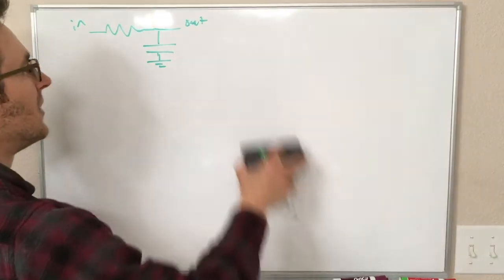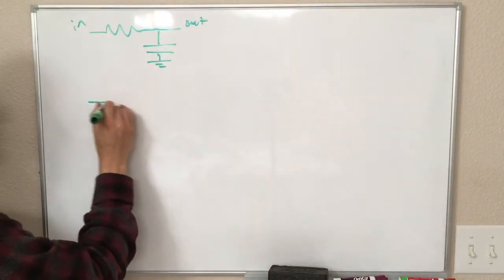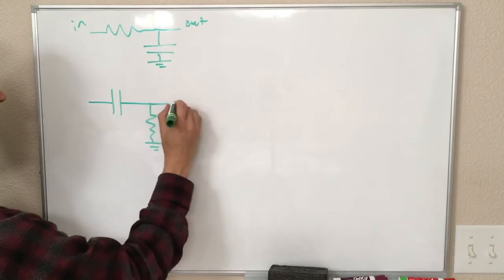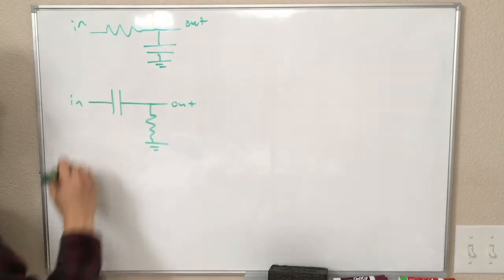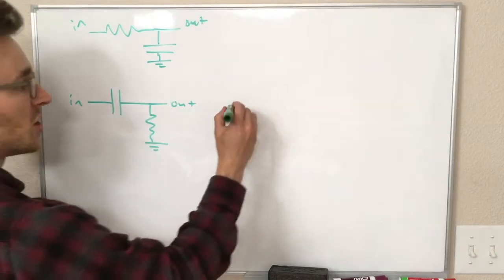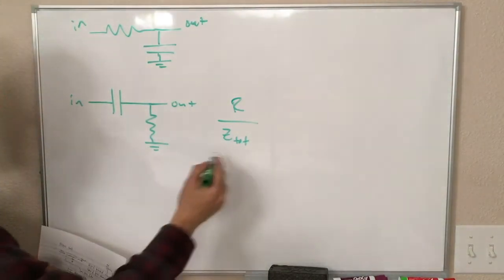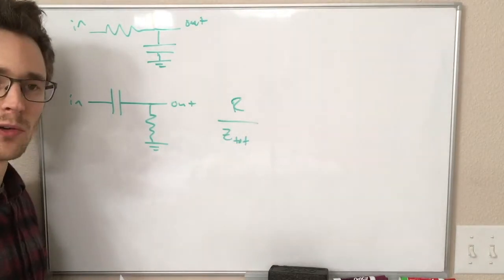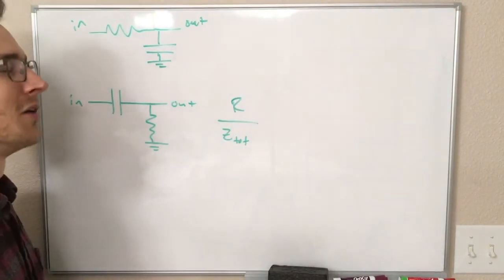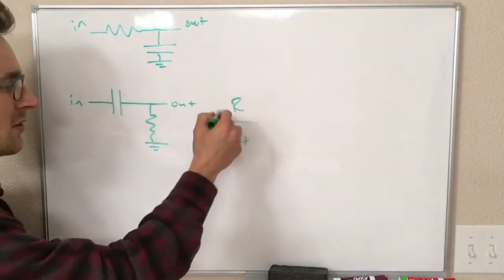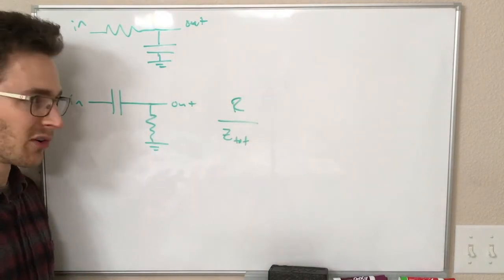Instead, if we switch these components, so we have a circuit that looks like this, so capacitor and then a resistor to ground, and this is our output, our fraction changes. Instead, we have R over Z total. So the Z total looks the same. That's still the square root of R squared plus 1 over omega C squared. But we have this thing in the numerator that's not changing with different frequency.